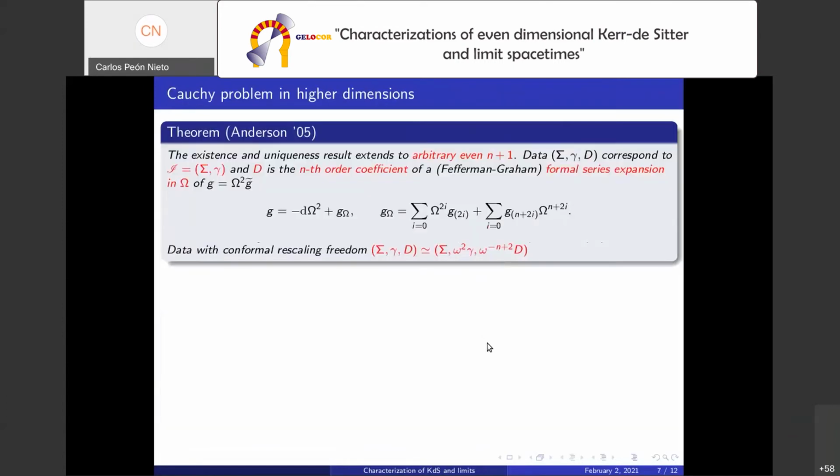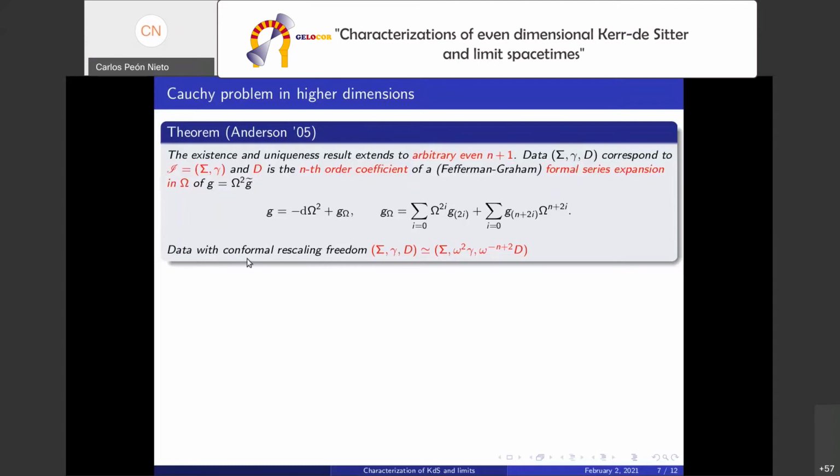So concerning the Cauchy problem in higher dimensions, we have this result by Anderson that extends the existence and uniqueness result to arbitrary even n+1 dimensions. What is even is n+1, so n is going to be odd. In this case, the data are also a Riemannian manifold and a TT tensor. The Riemannian manifold corresponds to the geometry of scri, and V is the nth order coefficient of a certain formal series expansion called the Fefferman-Graham expansion. It's a formal series expansion in omega of the conformal metric.